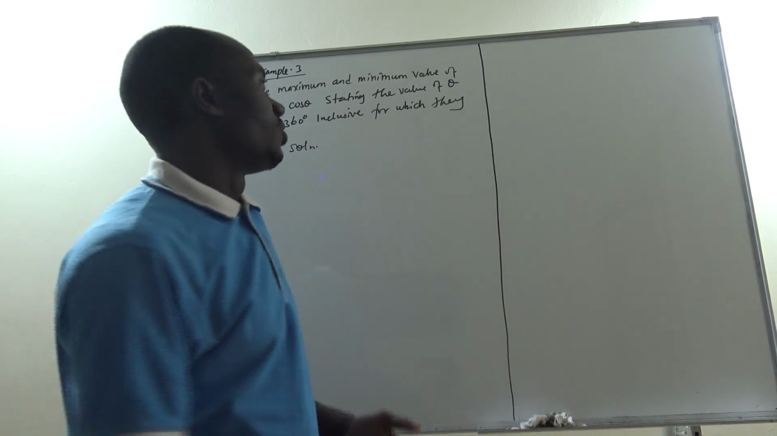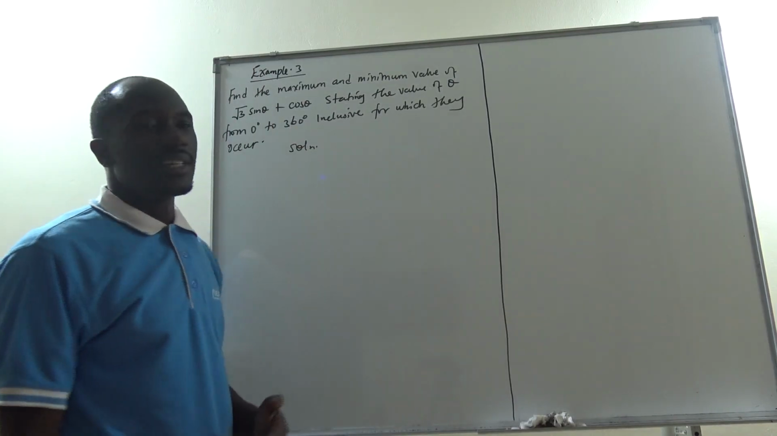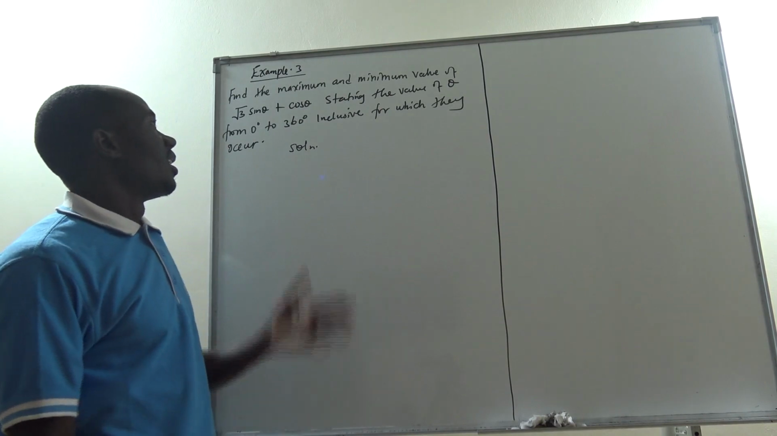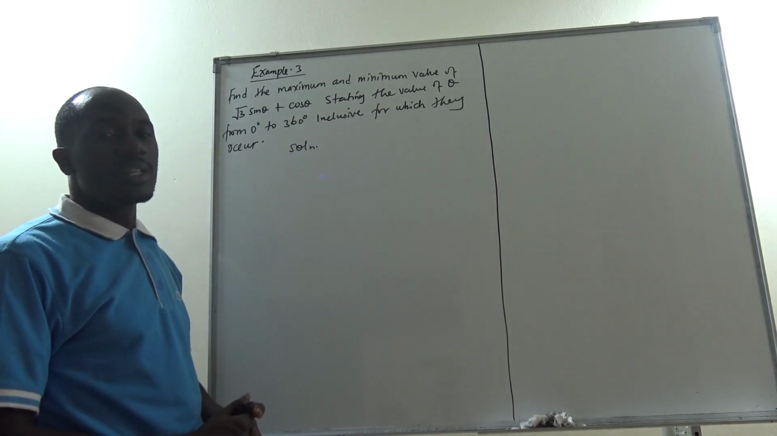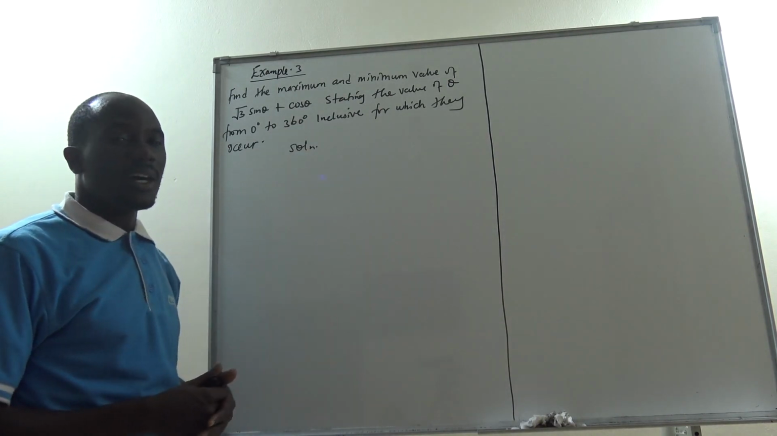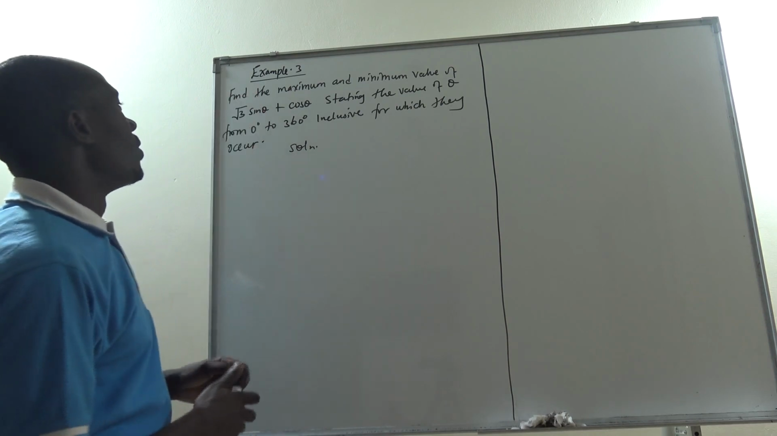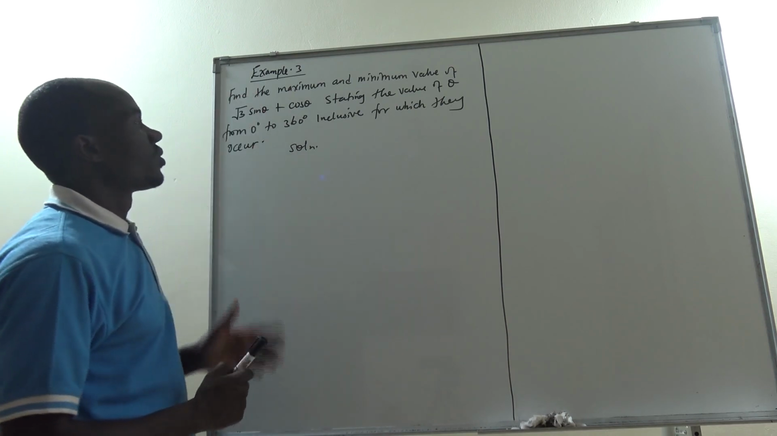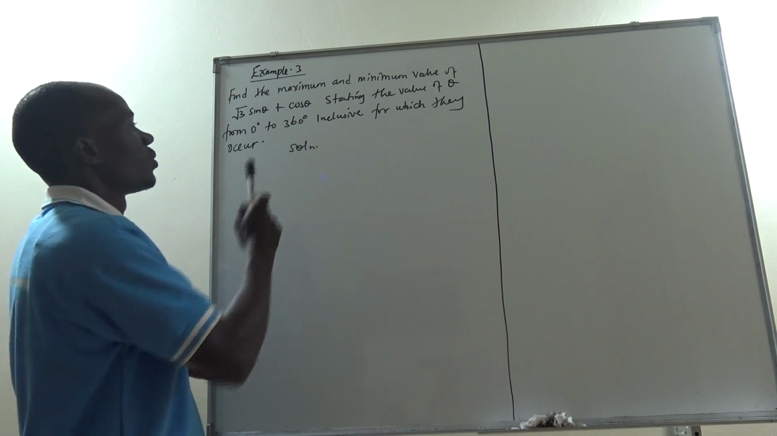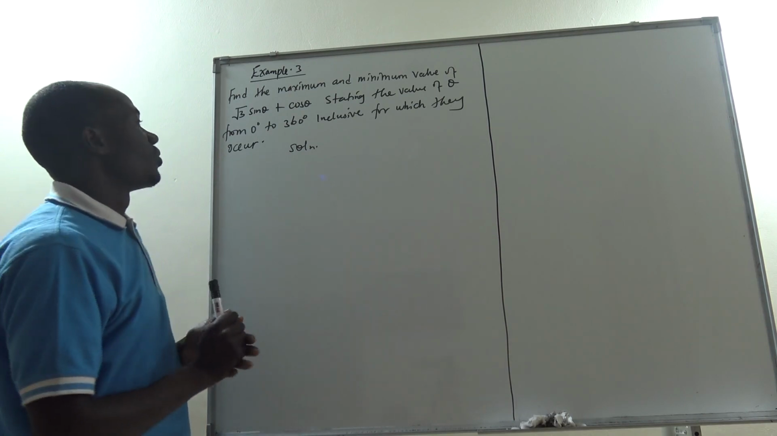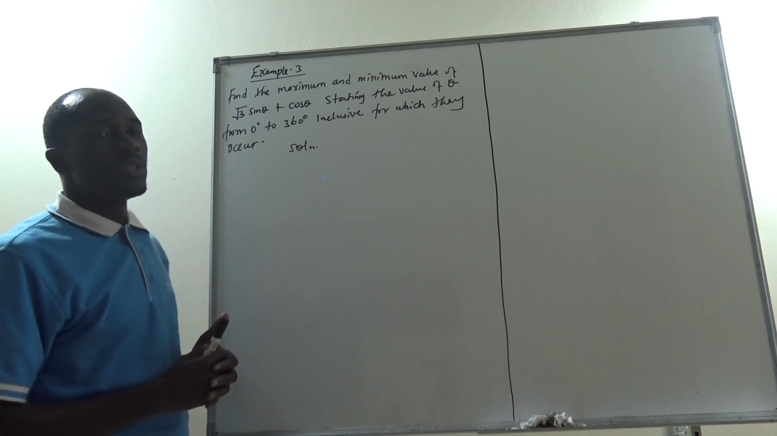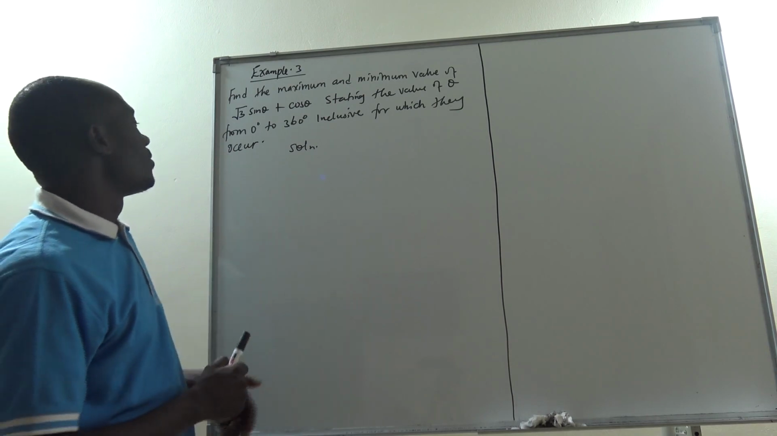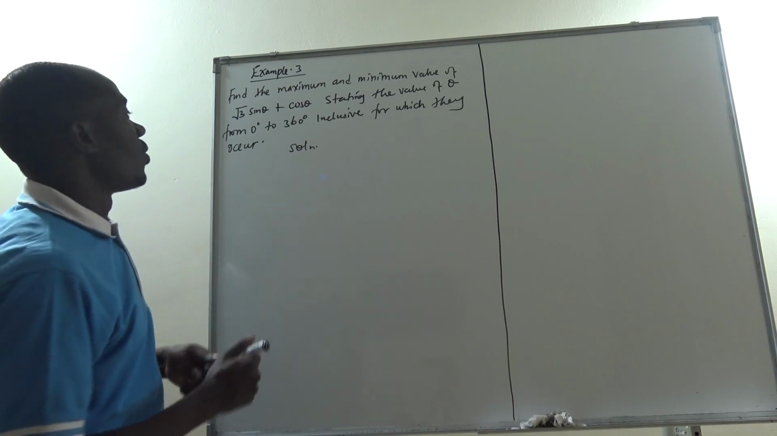Welcome back to this new episode, still on Tape Talks, and we are still continuing with more examples on the other formula. Now, our example 3 goes: find the maximum and minimum value of root 3 sin theta plus cos theta, stating the values of theta from 0 degrees to 360 degrees inclusive, for which they occur.